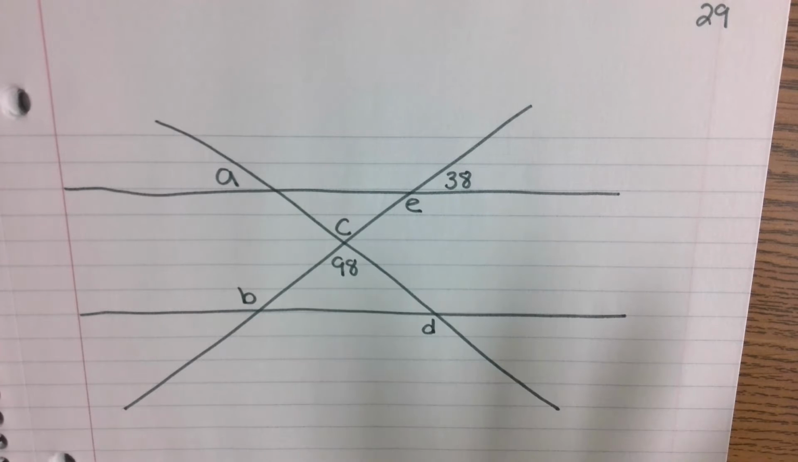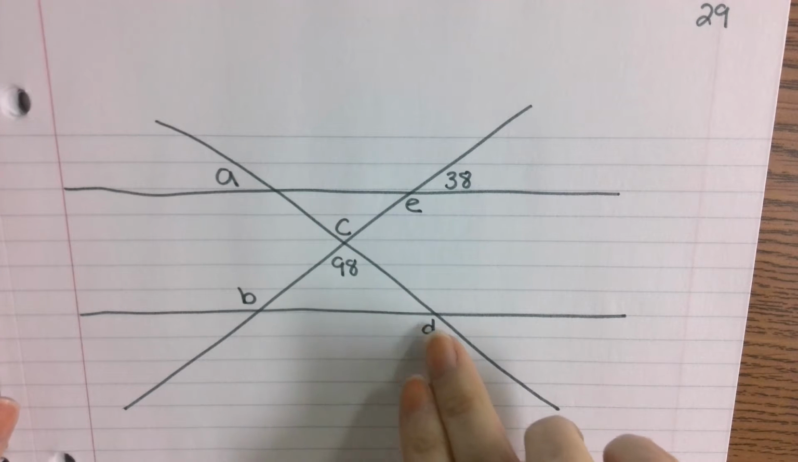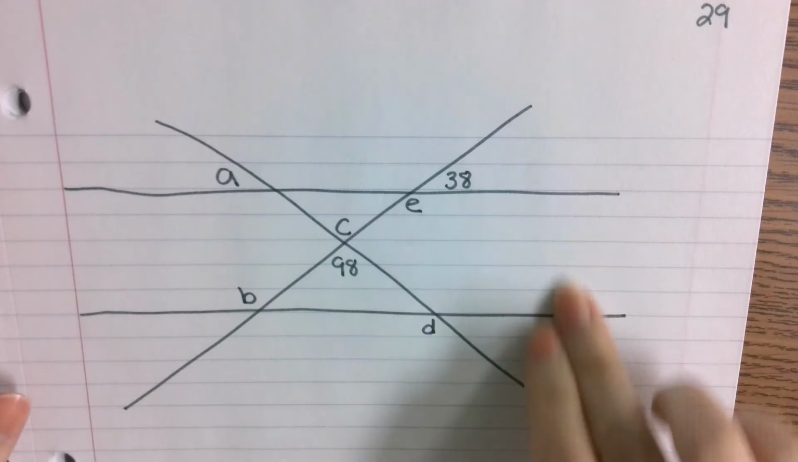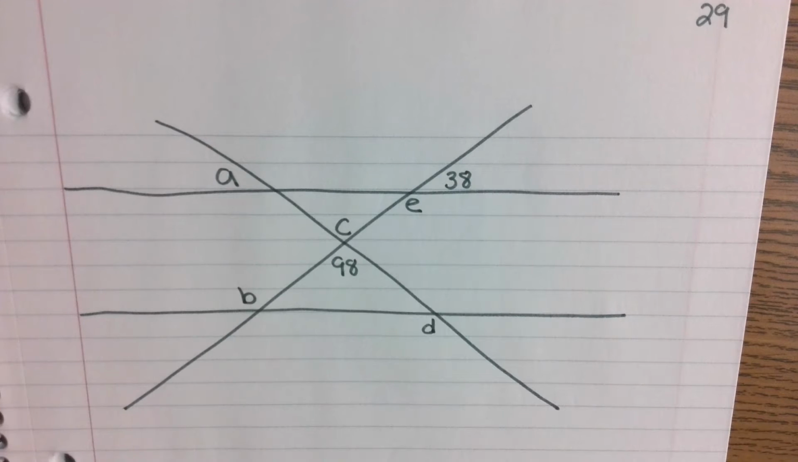So this is what we call a transversal puzzle. When you have more than one transversal line intersecting a set of parallel lines, it creates a puzzle where I can actually find the measurement of every single one of these angles by only being given 2 angle measurements.